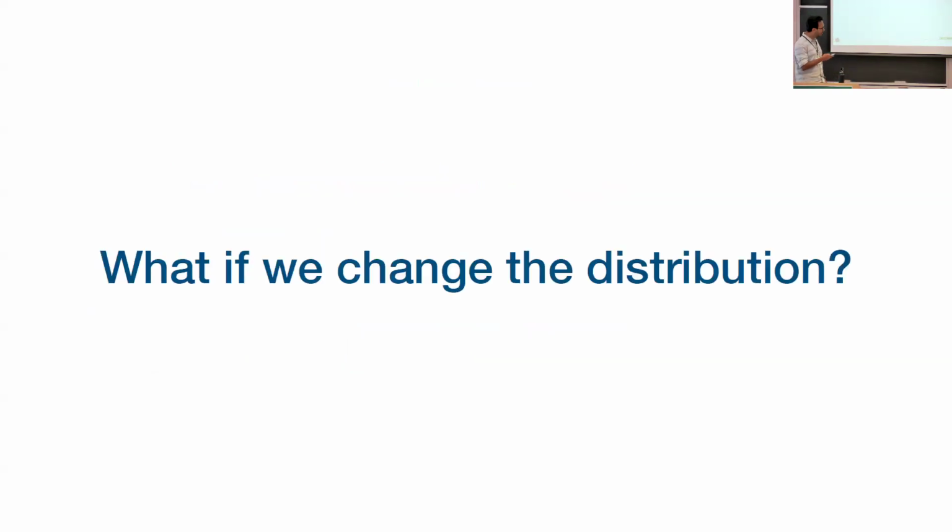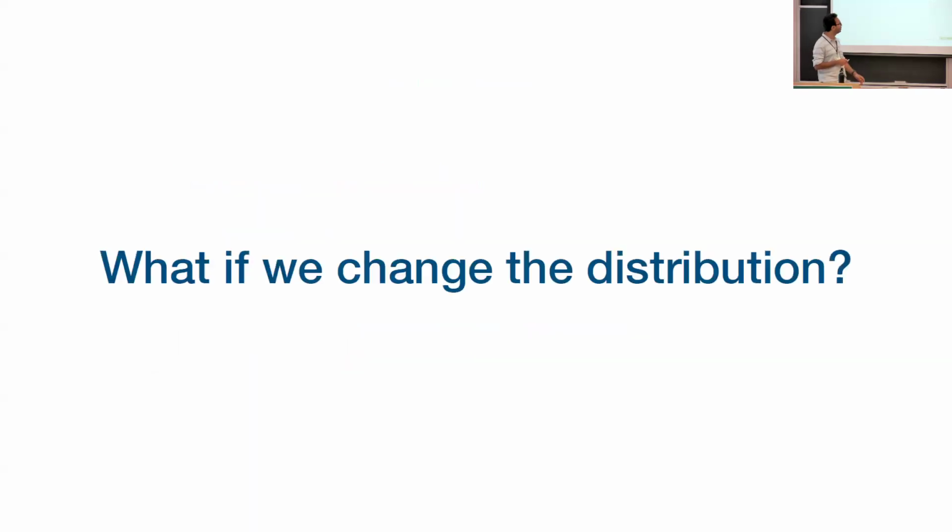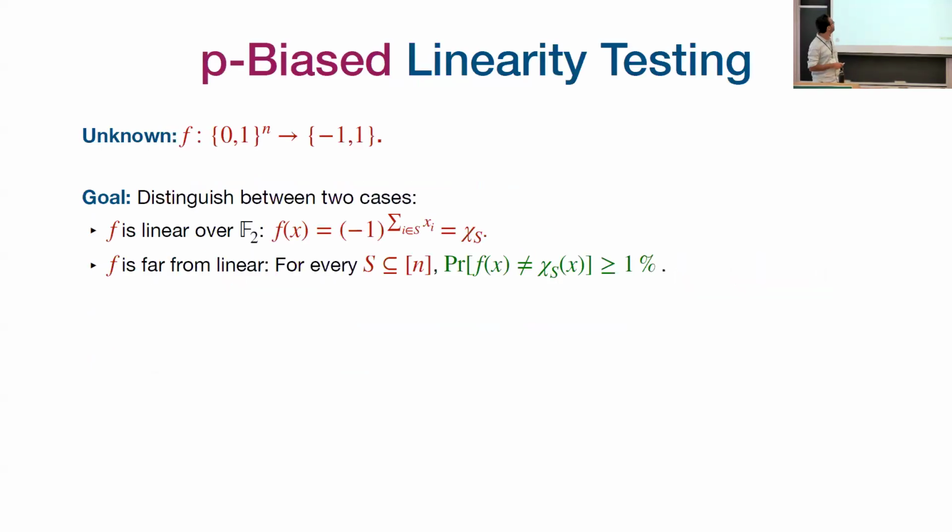Okay, so I won't talk too much about applications, but I'll just try to extend the problem and make it slightly harder. The question is, what if we change the distribution? You might ask what it even means to change the distribution, and we'll see that. Now I'll consider the problem which is called p-biased linearity testing. Up until now, I've written exactly the same thing. I have a function, and I want to test if it is linear or if it is far from linear.